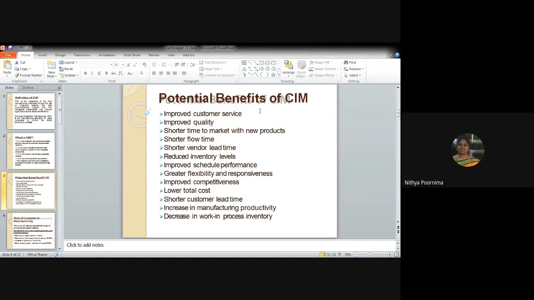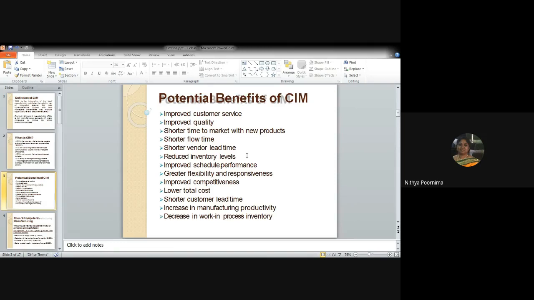Okay. So these are the potential benefits of CIM. I think we have spoken of improved customer service quality, shorter time to market for new products, shorter flow time, shorter vendor lead time. These days we have plenty of MRP softwares. The moment the raw material in your bill of materials goes below a certain level, immediately a call goes to the vendor requesting the raw material. So all of these are automated, and no individual operator is required to send a tender or make an order. Definitely, if you have all that, your flow time will be less. Then you have reduced inventory levels.